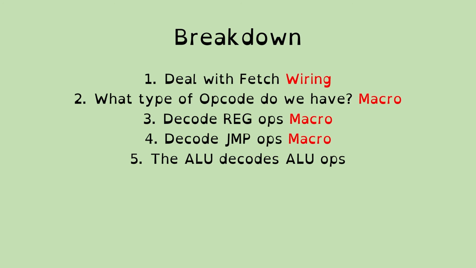So the things we actually need to do, in order to deal with the fetch, that's wiring. We don't need any extra gates in there just yet. We might need them in a little bit. What type of opcode do we have? We're going to make a macro to do that. I'm going to call it the op decoder. We're going to make a macro to decode the reg. We're going to make a macro to decode the jump. We don't need a macro for the ALU because the ALU does that already. So that's a map of where we're going in creating this control unit.